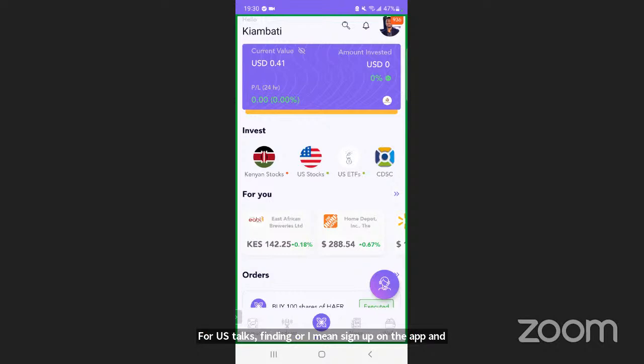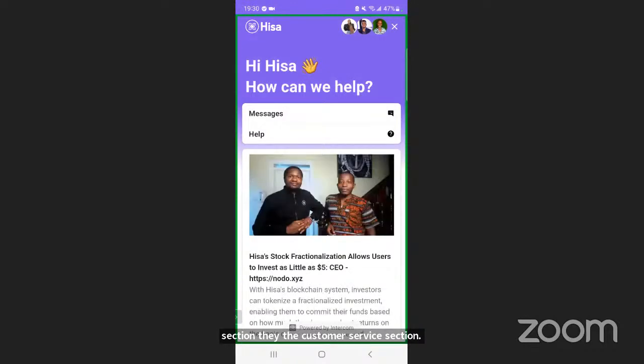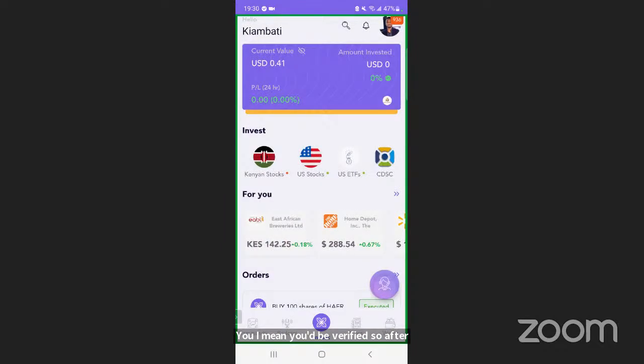And I think I forgot to mention that the moment you sign up, to be verified, just click on the help section, the purple button, the customer service section, and you can send us the front page and back page of your ID under the help section. The moment you send us the front and back page of your ID, you'll be verified. So after verification, you can trade US stocks.